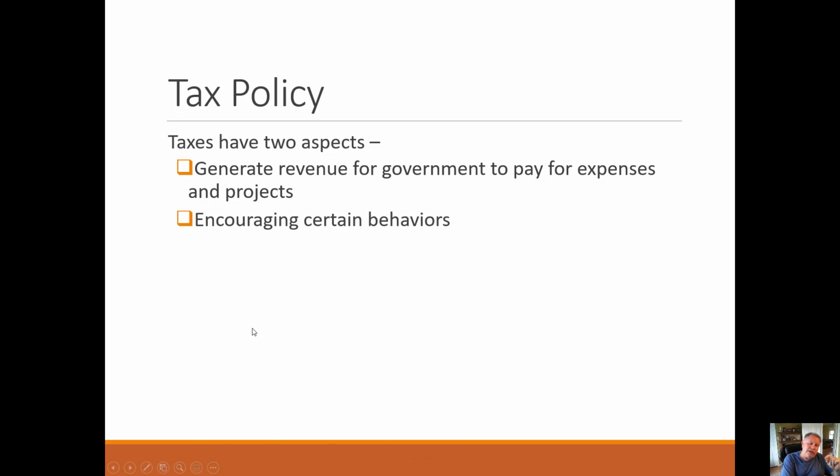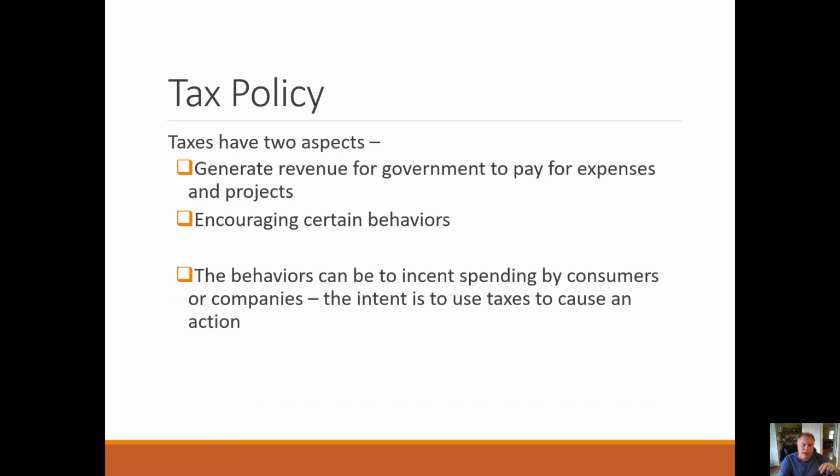And the second is to encourage certain behaviors and discourage other behaviors. These behaviors can be to incent spending by companies, and the intent is to use taxes to cause an action. So at one point, there were a lot of tax credits and incentives available to insulate your home, upgrade your heating system, your refrigerator. So you got tax credits for doing things to reduce energy consumption.